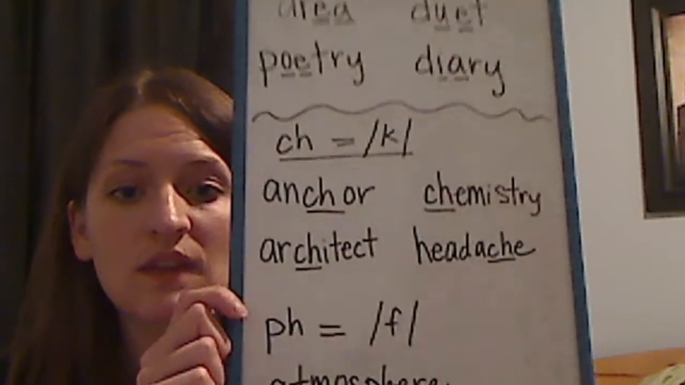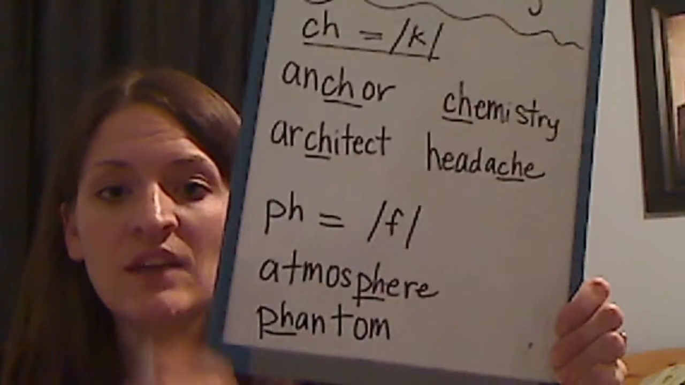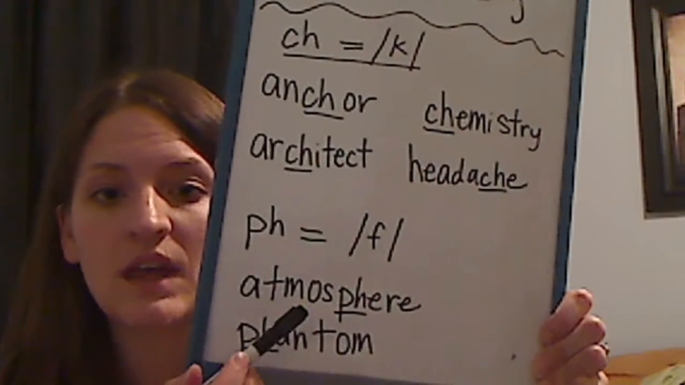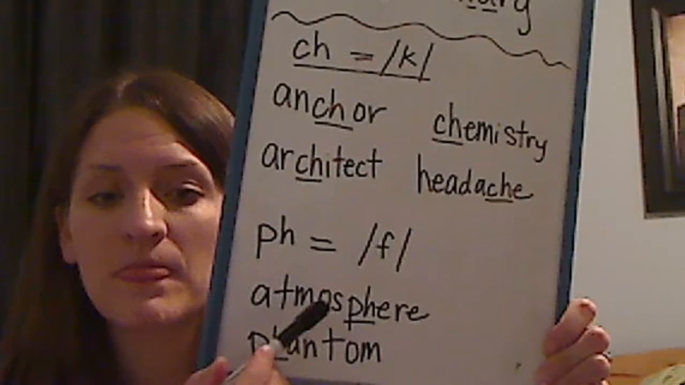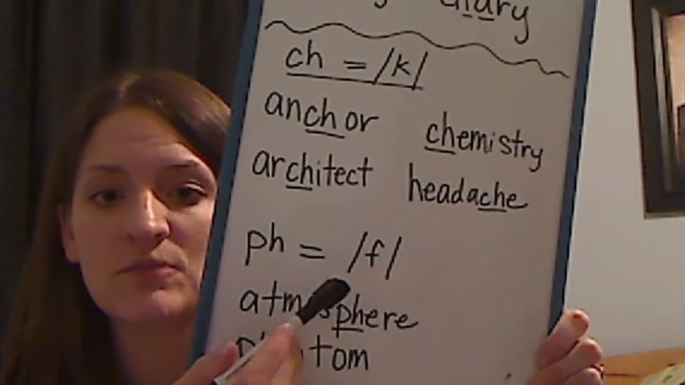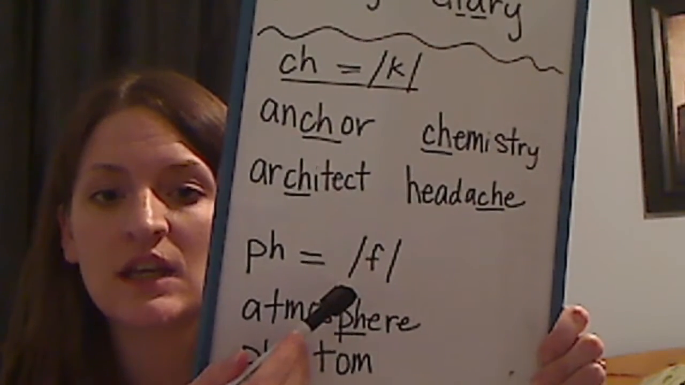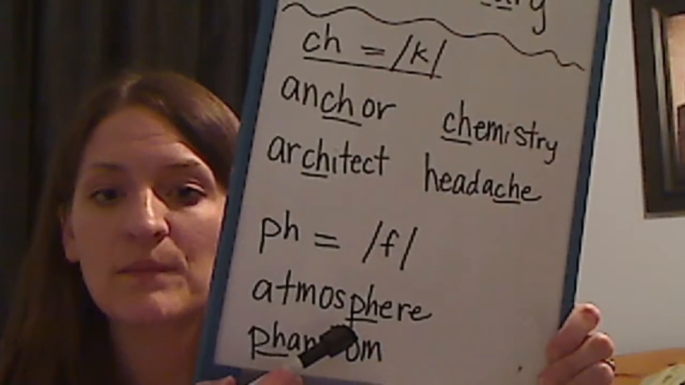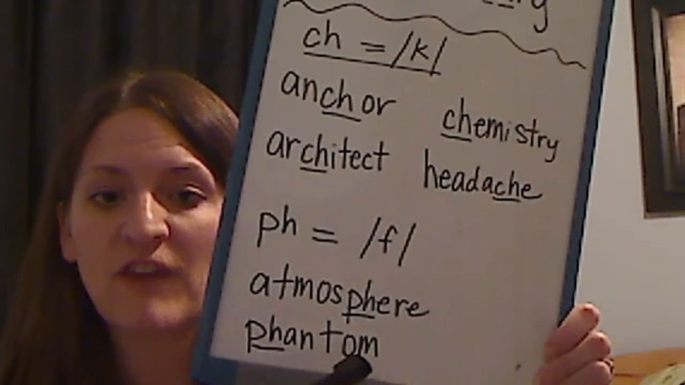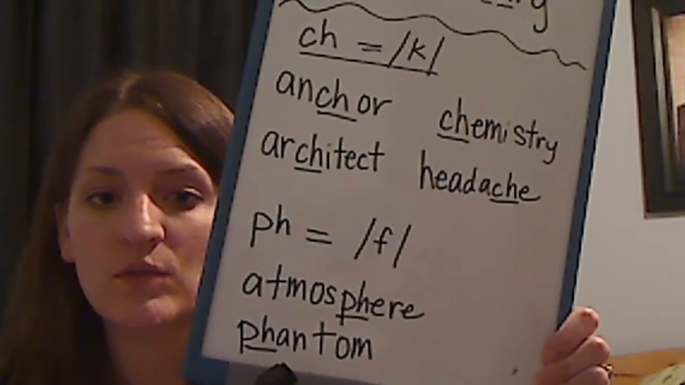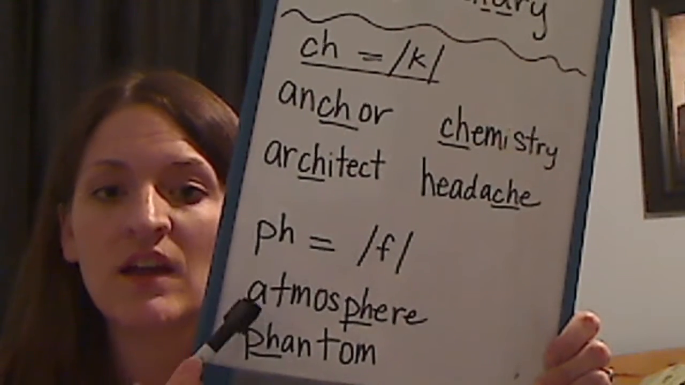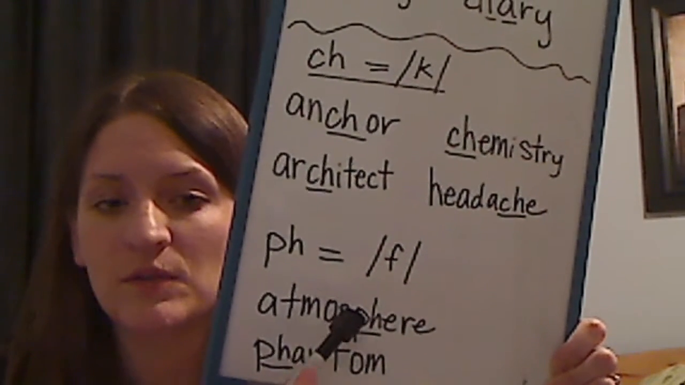And then also in that unit, you saw the letters PH make the f sound. So we see atmosphere and phantom are two good examples of where you see PH making the F sound.